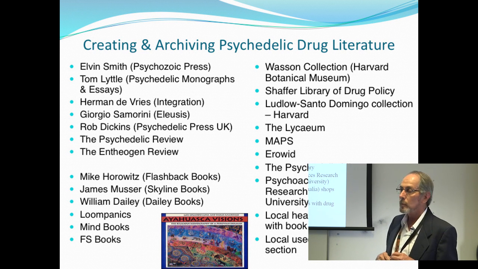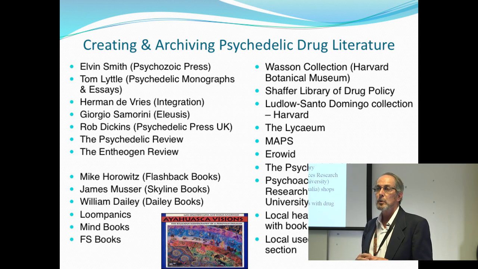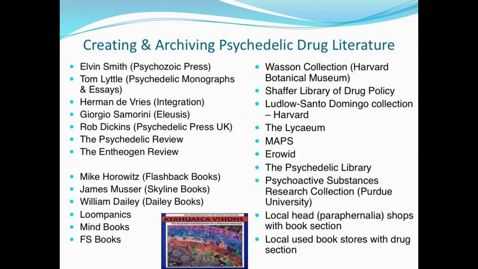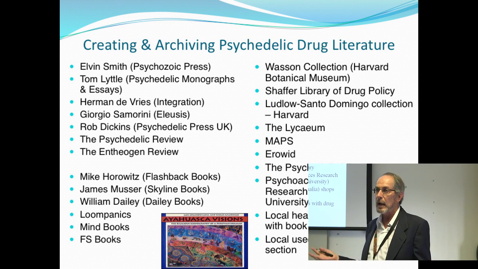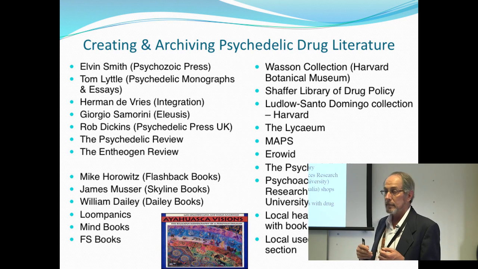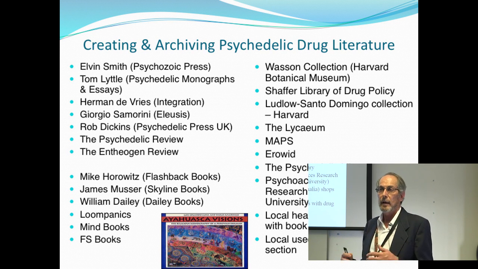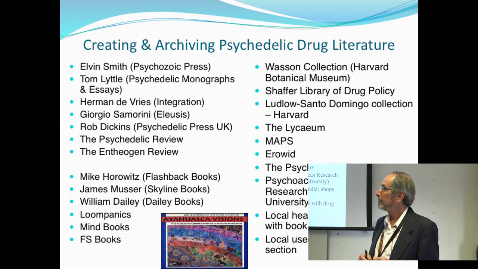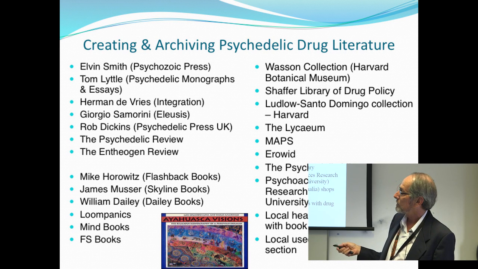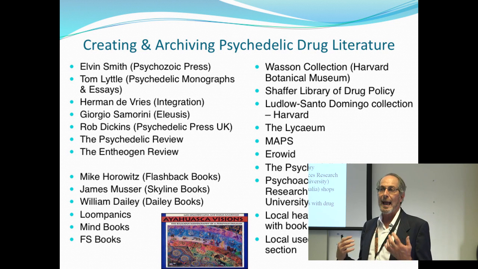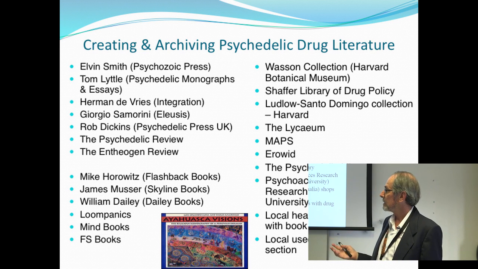Elvin Smith and Tom Lytle really started off with the original newsletter magazines that evolved into Rob Dickens, Cypress UK, Integration, Giorgio Samorini and Herman de Vries, also creating these books in tough times in the 80s and 90s, at least in America. Under Reagan, they took a lot of heat for producing important literature for people to read, but it was very difficult for them to do. And there are book dealers like Mike Horowitz, Flashback Books, and some of the others who could gain you access to the classic literature, the old works by Schultes and Havelock Ellis and some of the others.